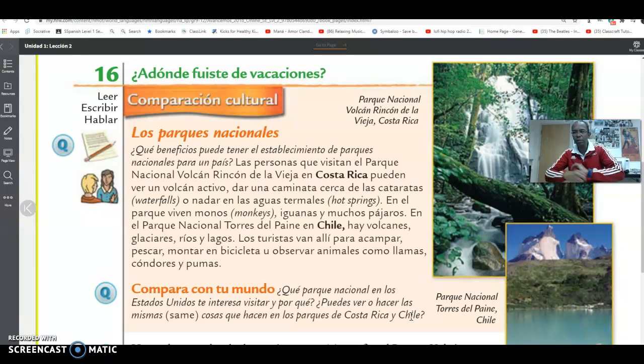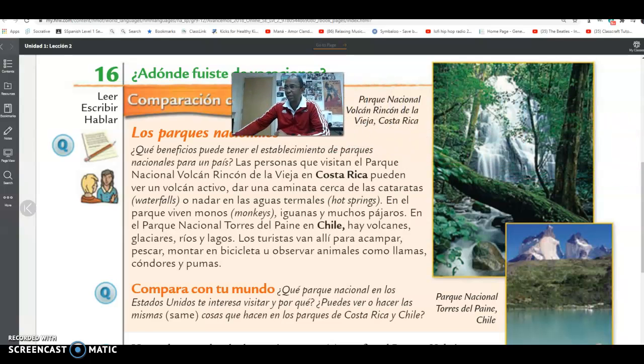So, what are some of the things that they do in Costa Rica and Chile? You know that they are comparing two places, right? These two places, one is el Parque Nacional Volcán Rincón de la Vieja in Costa Rica, and the other one is Parque Nacional Torres del Paine in Chile. So there are some things that they do in each one of those places.